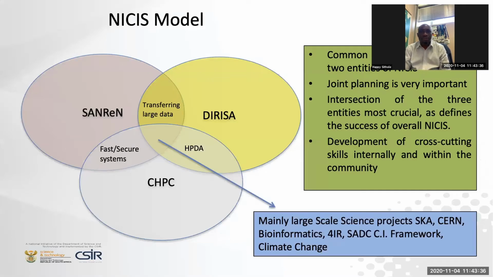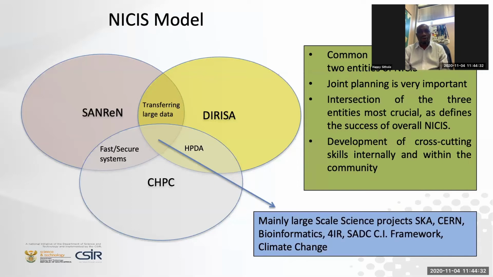So the National Integrated Cyber Infrastructure, basically we are combining all the aspects of cyber infrastructure, which is the networking. We're looking at data-intensive research and also high performance computing. And the reason we're doing that, we are obviously driven by some of the large projects that South Africa is participating in. For example, the Square Kilometre Array is one of our flagship projects that utilizes cyber infrastructure.